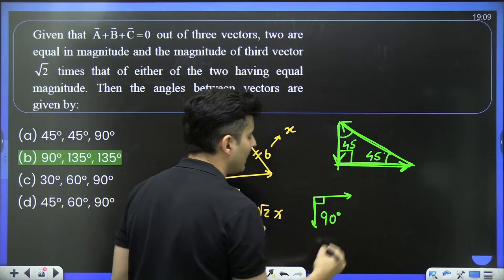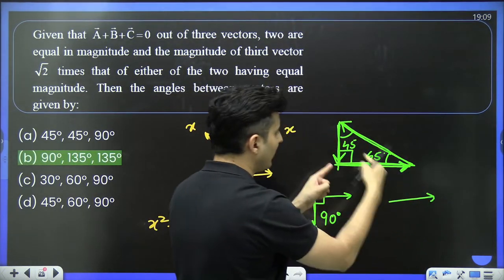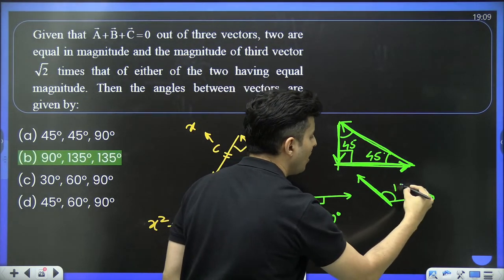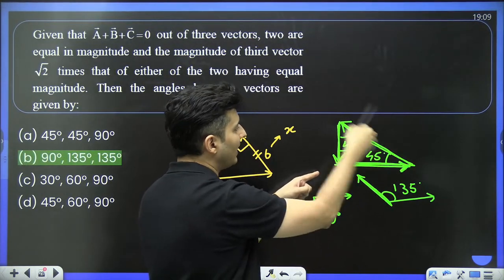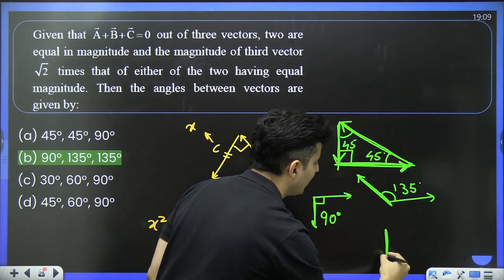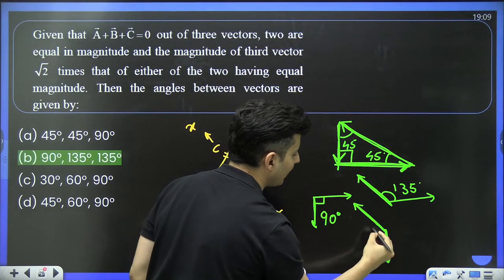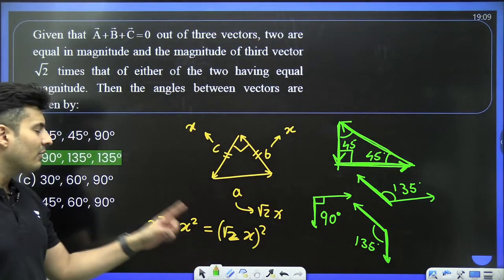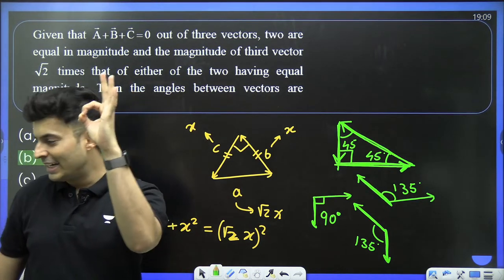So one of the angles is 90. Angle between this vector and this particular vector, my dear students, is the angle which is 135 degrees. Same thing, angle between this vector and this vector. Take this vector over there. What will be this angle? It will be again 135 degrees. So 135, 135, 90, which is option B.